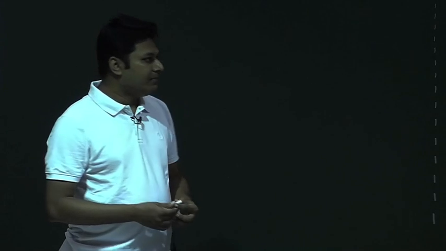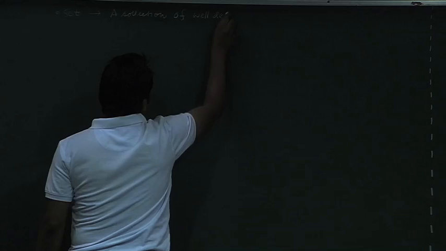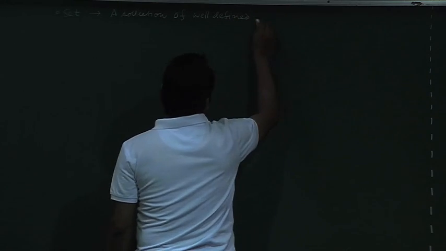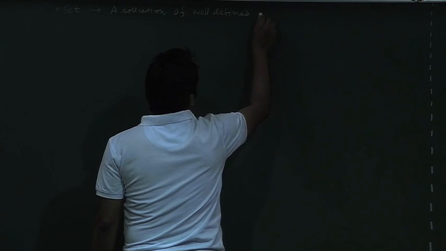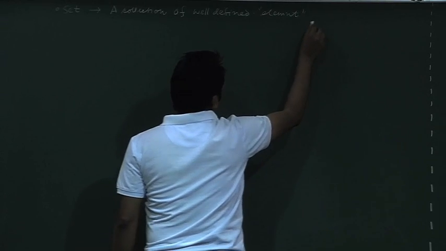As I mentioned, it is very important for learning this quantum mechanics. So, let us start with a very basic concept which is set. Set, by definition, is a collection of well defined objects or elements which are distinct.